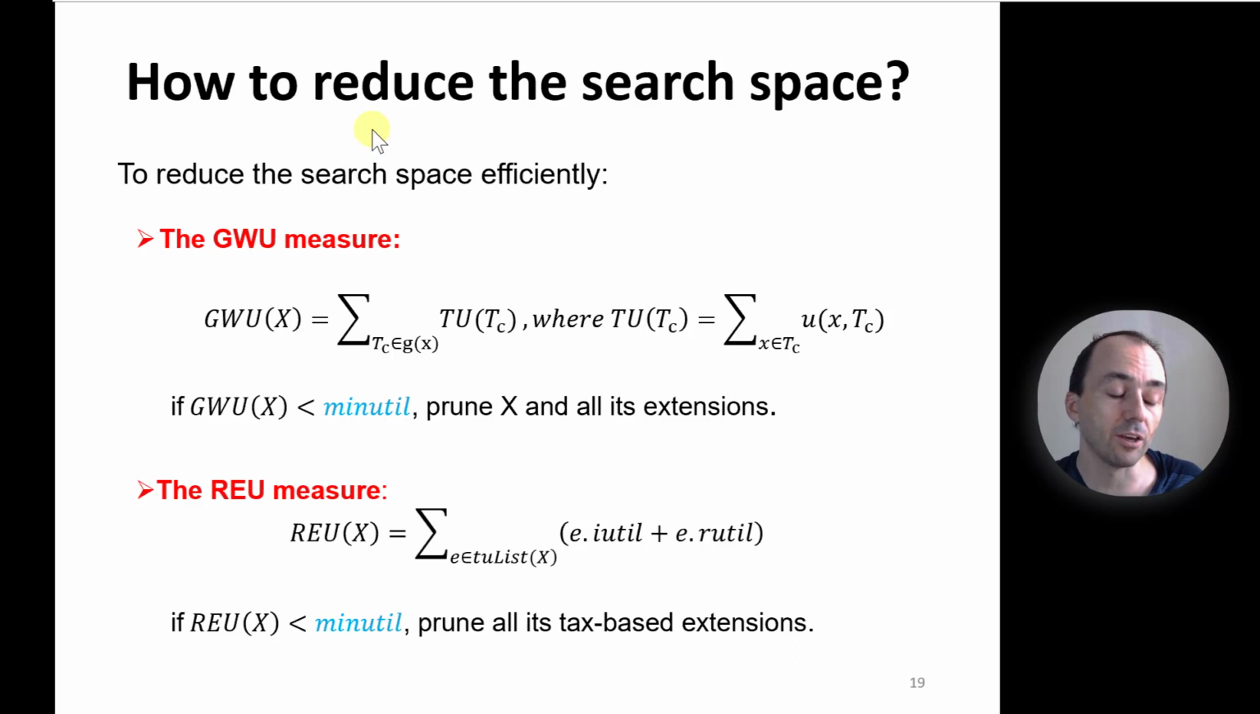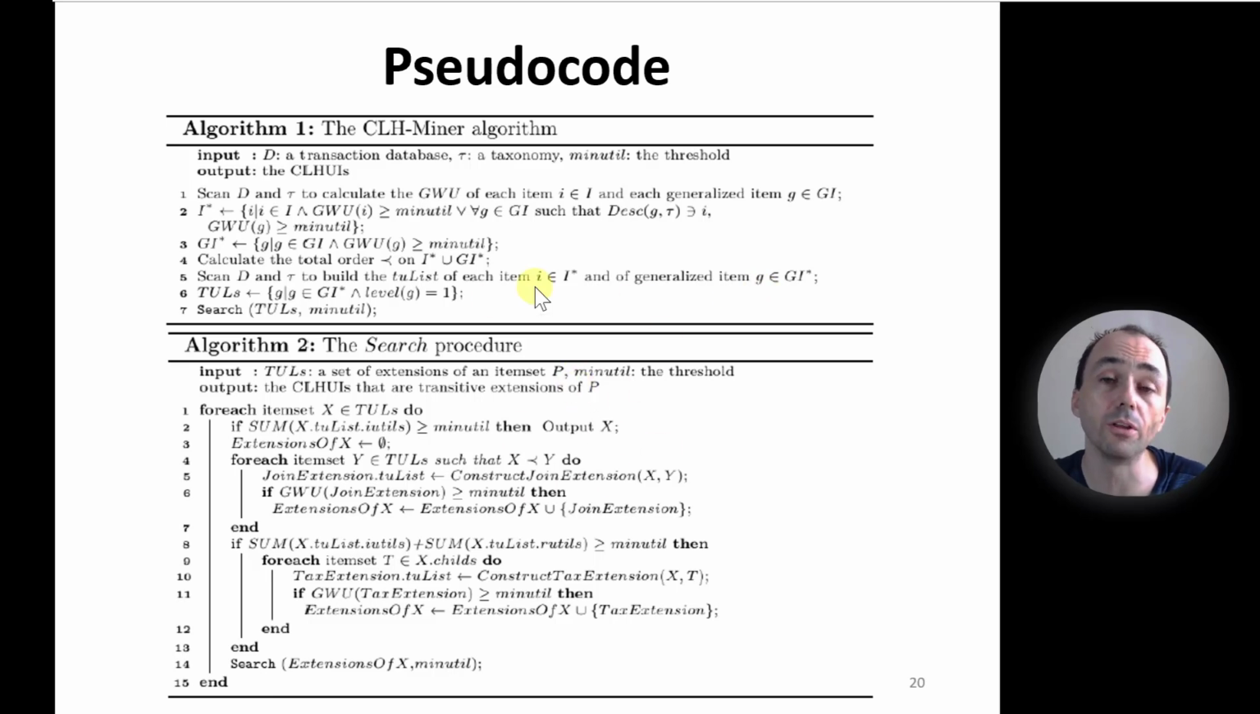Now, one key aspect, if we want to design a quick algorithm, is we need to be able to reduce the search, eliminate some possibilities. So to reduce the search using the taxonomy, we use two measures called the GWU and the REU. I will not do the proof here, but this will allow us to calculate some upper bounds to eliminate a lot of possibilities in the search. So it will tell you, for example, the supersets of AB cannot be cross-level high-utility item sets. So we don't need to look at them. I will skip the details about this. This is the code of the algorithm in the paper. If you are interested, you could check the paper or download the code also.